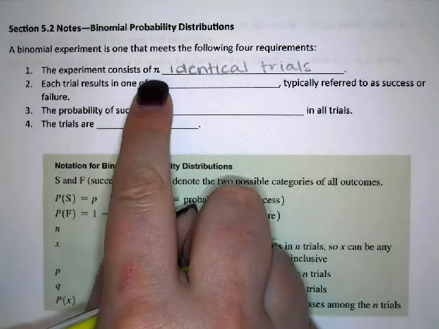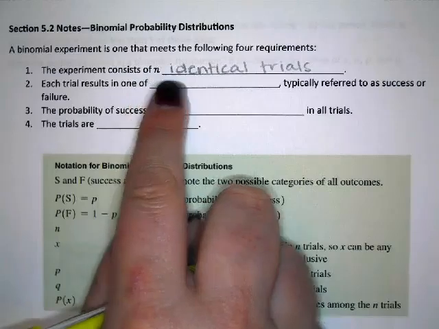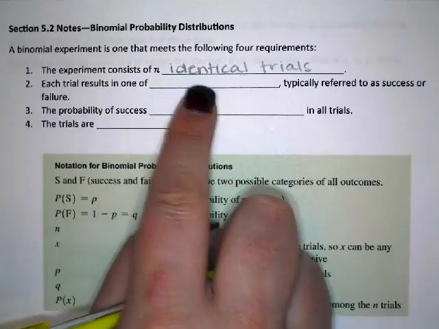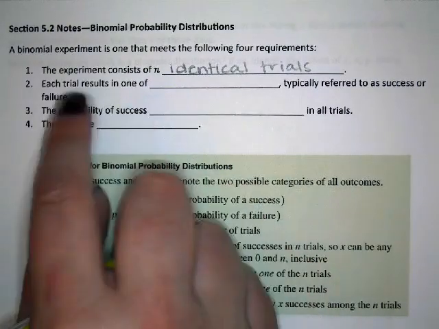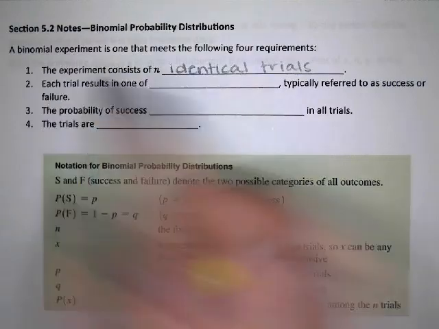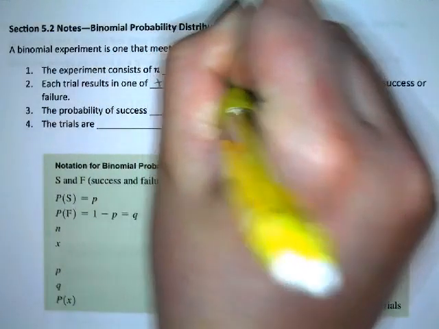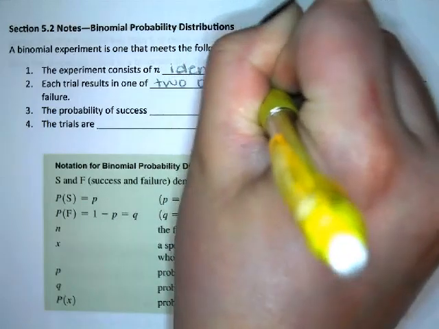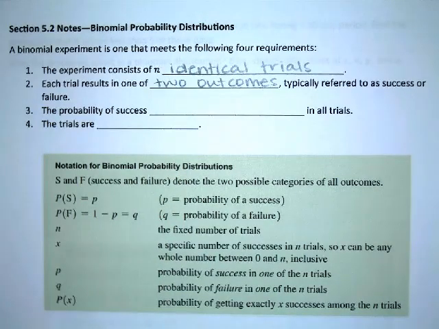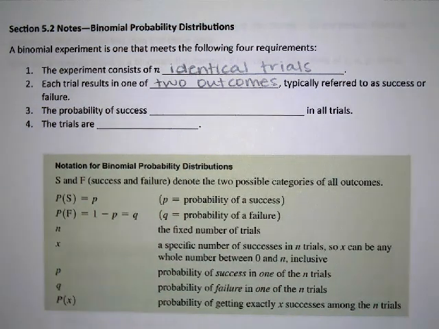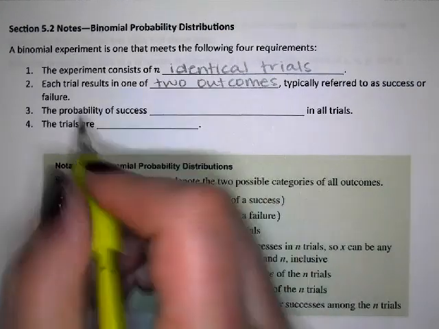So it doesn't matter how many trials it has, but it's got multiple trials and all of the trials are conducted identically. That's important. Each trial results in one of two outcomes. These are typically referred to as success or failure. It doesn't mean positive or negative. It just means you've got one outcome or another.